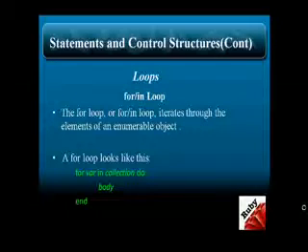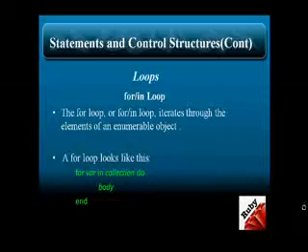The for or for-in loop. The for loop, or for-in loop, iterates through the elements of an enumerable object, such as an array. On each iteration, it assigns an element to a specified loop variable and then executes the body of the loop. A for loop looks like this.